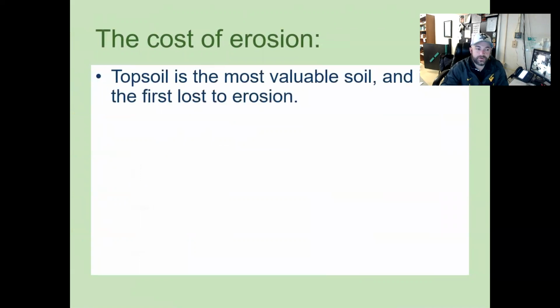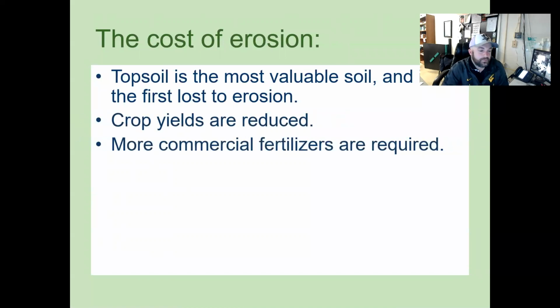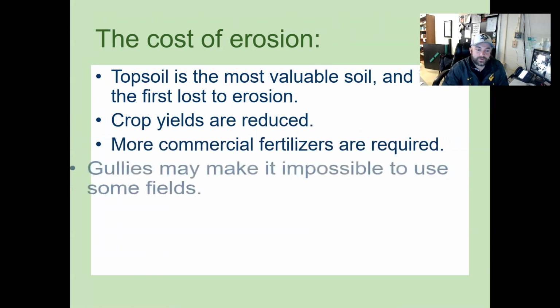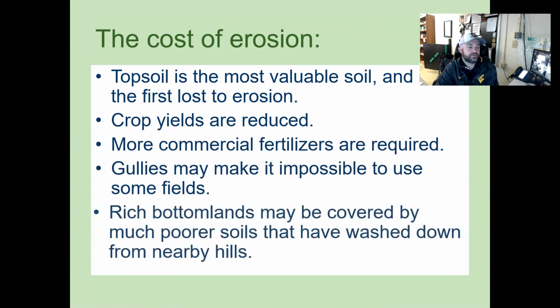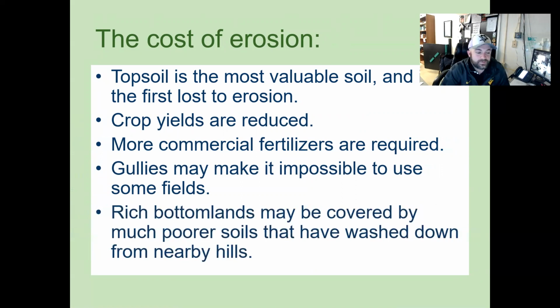So what's the cost of erosion? Topsoil is the most valuable soil, and it is the first loss to erosion. Topsoil is super valuable, especially because we take it out of new builds and we sell it off to other people, which eventually you need to bring back in. Crop yields are reduced, more commercial fertilizers are required. Gullies may make it impossible to use some fields, and rich bottomlands may be covered by much poorer soils that have washed down from nearby hills.